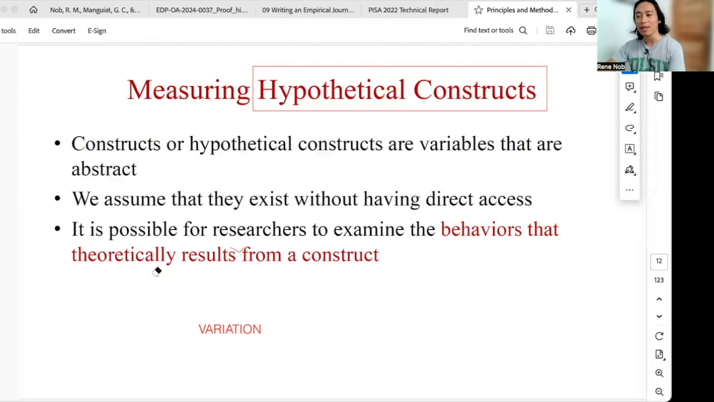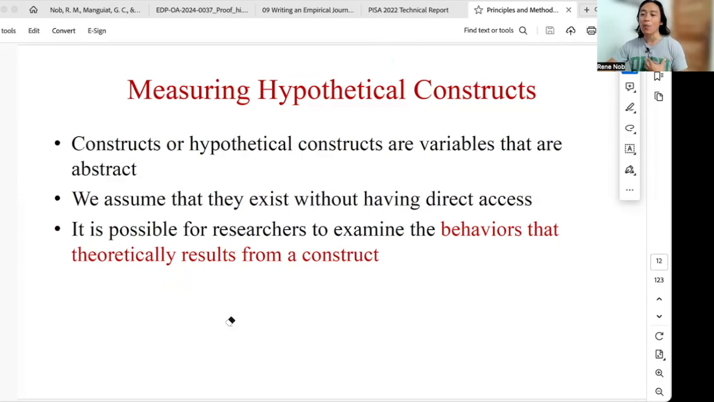Ultimately, even if we're not sure that these constructs exist, we assume that they exist because when we look around, we see variation, we see differences in behaviors. And that is the basis of the justification for developing self-report scales. The idea is that whatever is the state of the construct within me can influence my outward behavior. And an example of an outward behavior is rating or answering the response set in a scale.